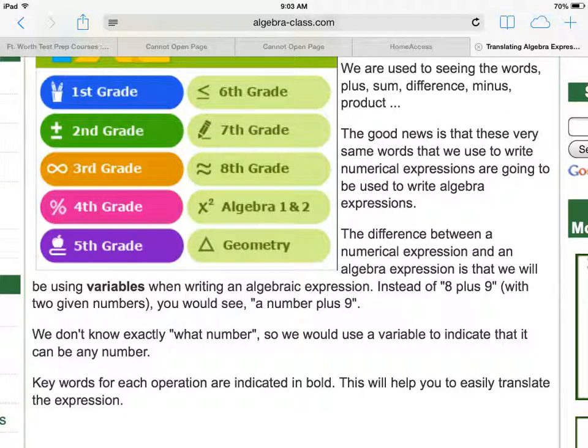Okay, so the difference between a numerical expression and an algebra expression is that we'll use variables when we're writing an algebraic expression. So instead of 8 plus 9 with two given numbers, you're going to see a number plus 9. And since we don't know exactly what number, we're going to use a variable to indicate that it can be any number. Okay, so let's look at these keywords.